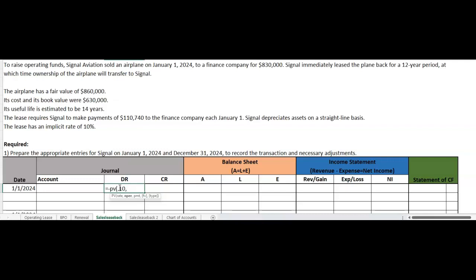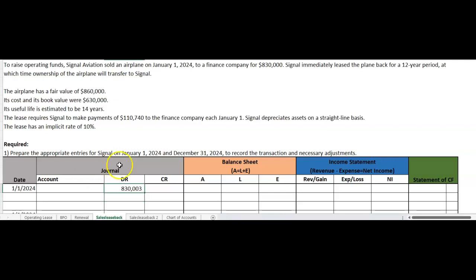Each January 1st. So yes, it's an annual payment. So there we go. And then our payment is $110,740. There is no future value because this is an annuity. And then our type, it is due at the beginning of the period, I do believe, if I read that correctly. So when we do that, notice we get $803 and $3.